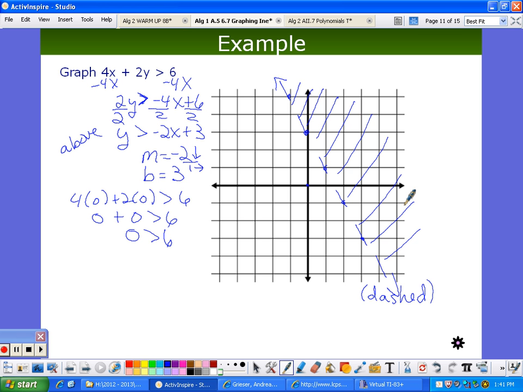If you're more comfortable with that way of looking at it for now, that's fine, no problem. But if you're ready to think a little bit more deeply about it, greater than is above. This is above, this is below. If you're not ready for it yet, don't worry. Don't sweat it. Use the test point method. You'll get it. You will.